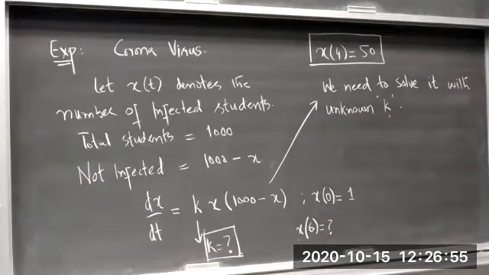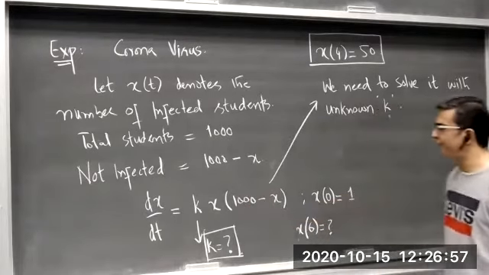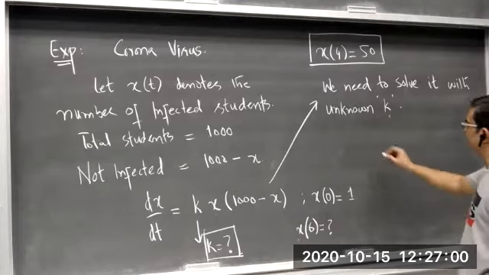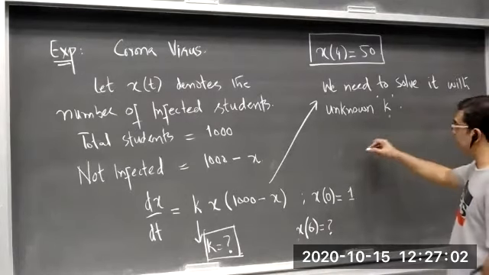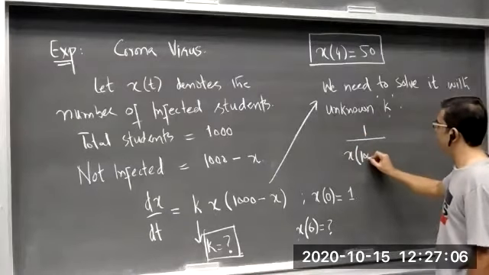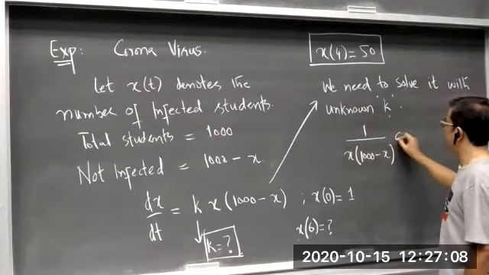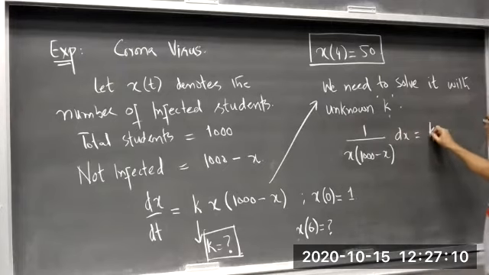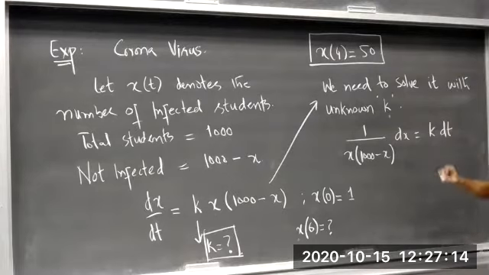Now, I hope you can solve this differential equation. It is a separable differential equation, and we can write it as 1 over x times (1000 minus x) dx is equal to k dt.